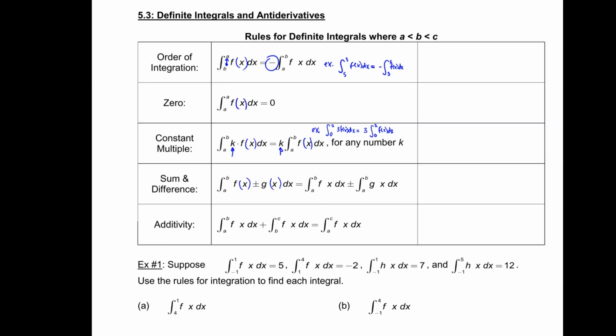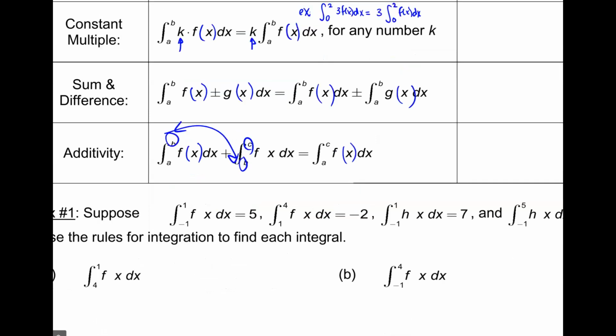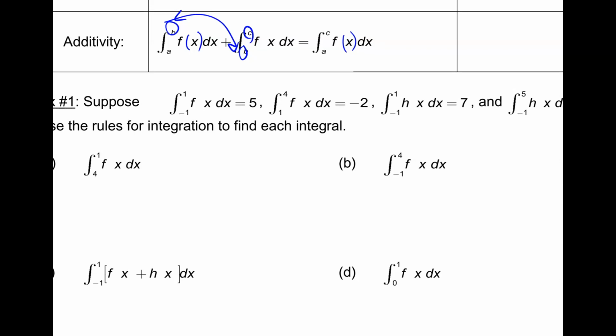Sum and difference. So literally, you're just going to be taking the integral of the first one, adding it to the integral of the second one. Additivity. If you're taking an integral from a to b of a certain function, and then from b to c, notice that these are the exact same numbers, the b, you can just take it from a to c, and it's the exact same thing. Well, this seems like I'm just talking to myself. Let's do an example.